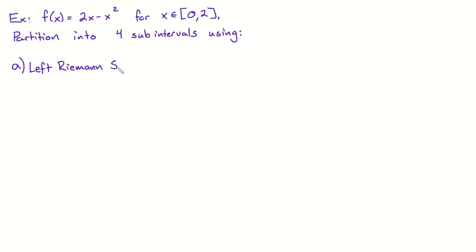Now, there's some language stuff that we have to be able to parse out: upper, lower, left, and right. Did I say upper or lower? Or did I use left and right language? I use left and right. I would keep that in mind. On B, you're going to do the same problem using right Riemann sums.